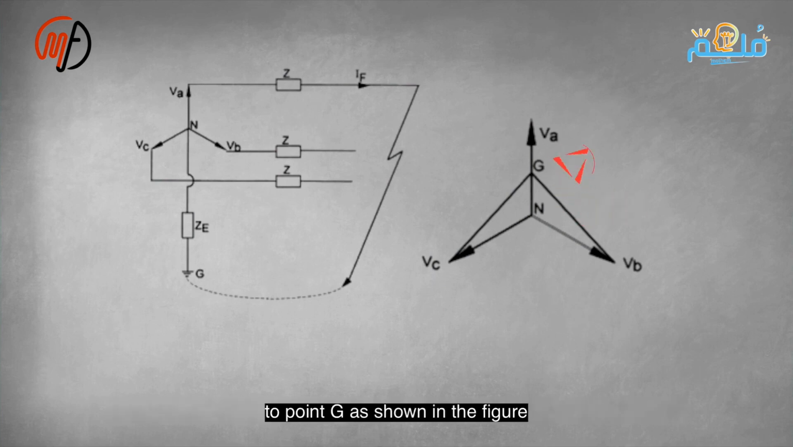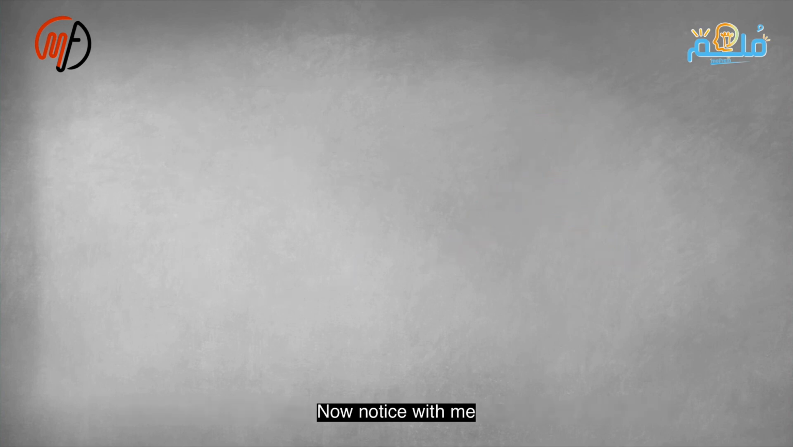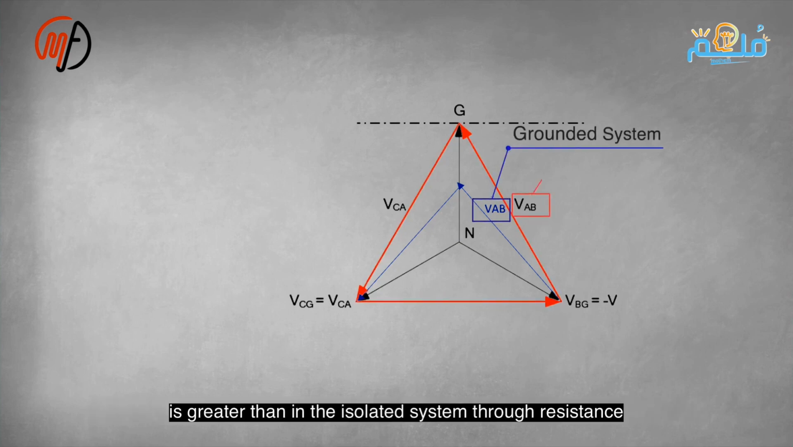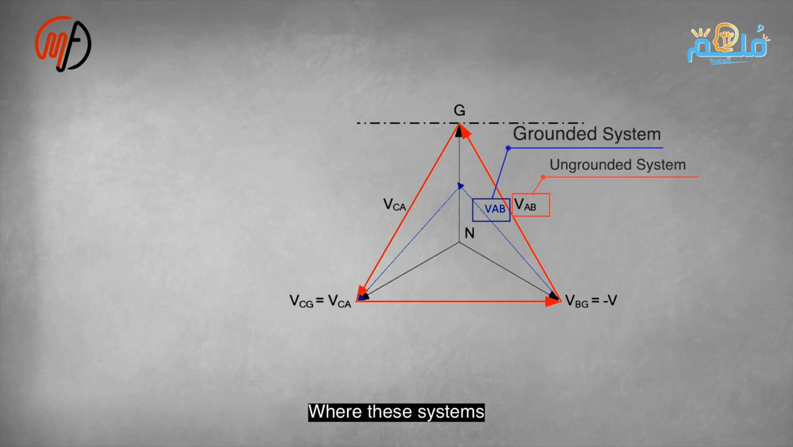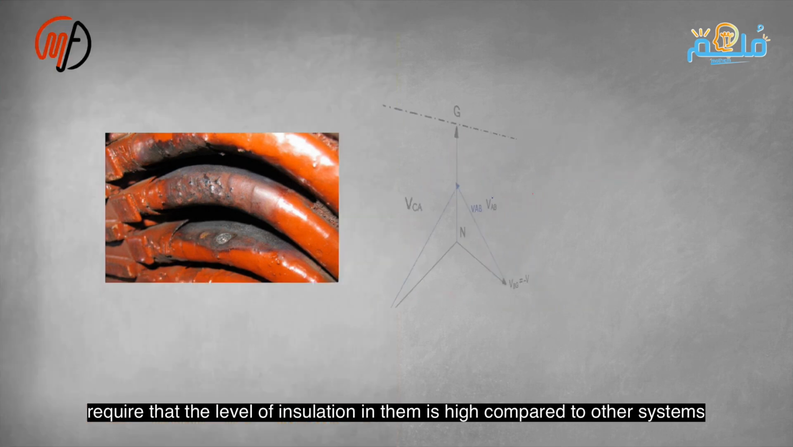This causes the voltage on phase A, where the fault occurred, to decrease, while the voltage on the healthy phases rises. Now notice with me that the voltage rise when a fault occurs in a completely isolated system is greater than in a system that is grounded through resistance. These systems require a higher insulation level compared to other systems.